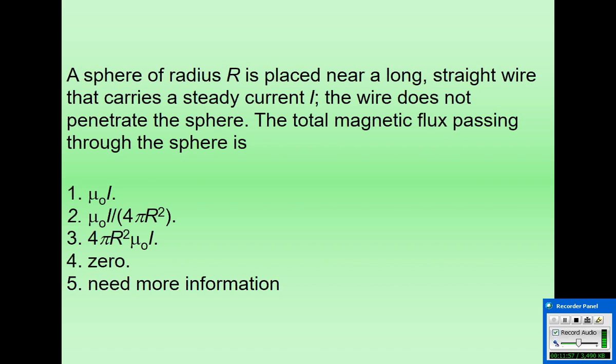Is it mu naught times I? Is it mu naught I over 4 pi capital R squared? Is it 4 pi capital R squared times mu naught I? Is it 0, or do we need additional information?